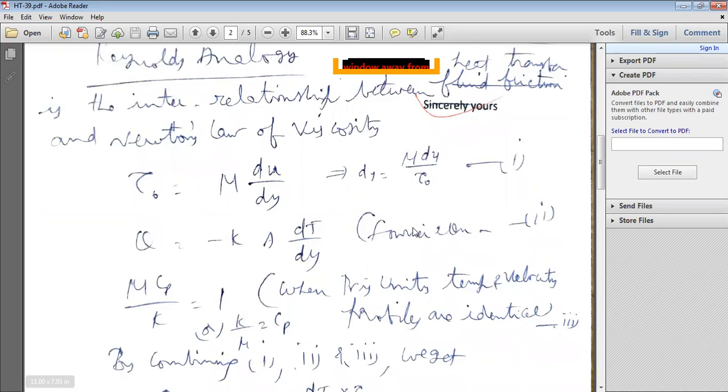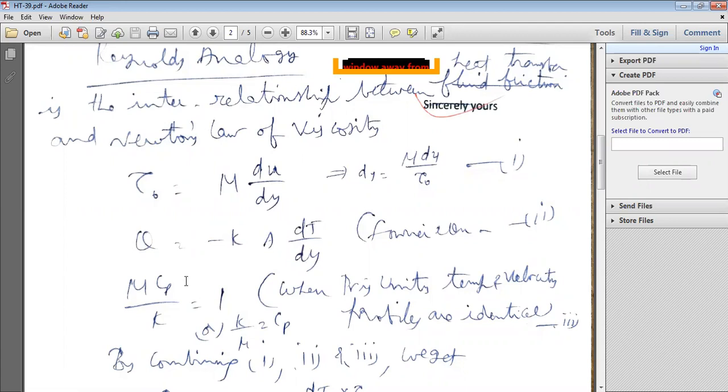So conduction heat transfer: Fourier's law of heat conduction, Q is equal to minus K A dT by dy. Heat transfer rate Q is equal to minus K, thermal conductivity of material, A, normal area, dT, variation of temperature, dy, thickness. So this is the conduction equation, Fourier's law of heat conduction.